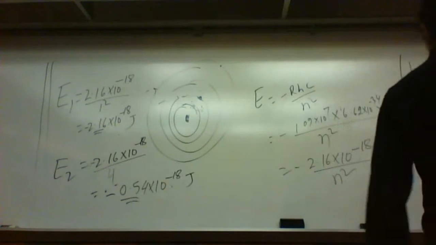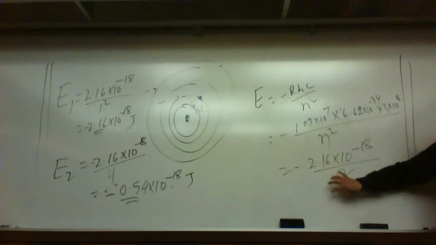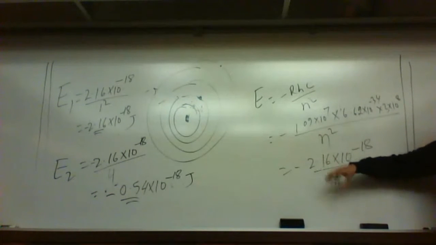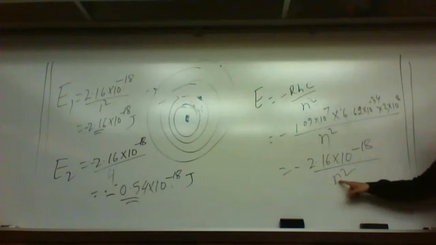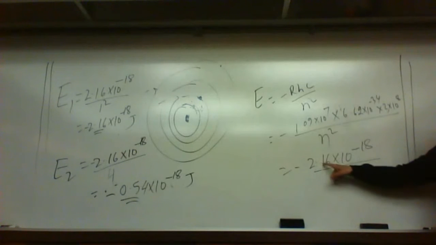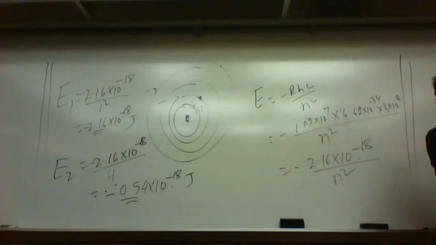Now if you want to calculate the energy at the third orbit, you can put 3 here. 3 square is 9. So divide 2.16 by 9 and you get the third. And if you want to calculate the energy in the fourth orbit, put 4 here. 4 square is equal to 16. 2.16 divided by 16 and calculate that, that many joules for 1 electron. Make sense? Yeah, very simple.